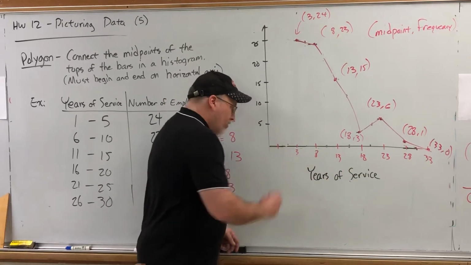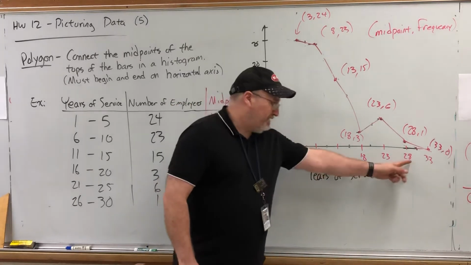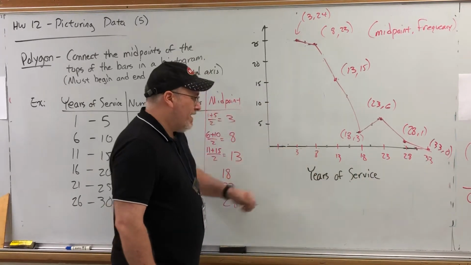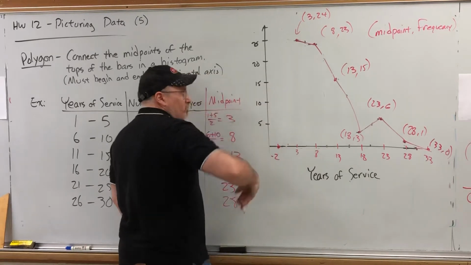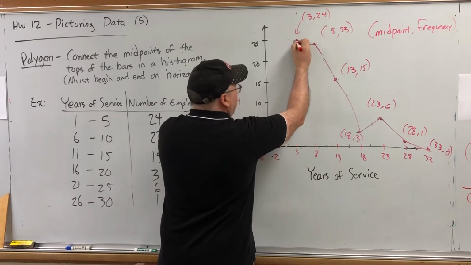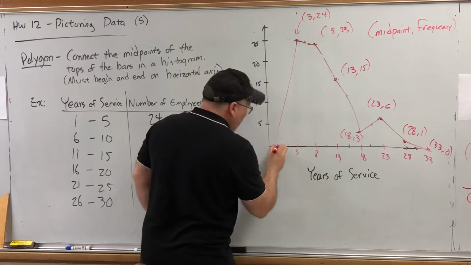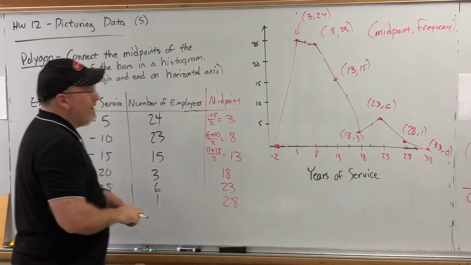What would be over here? Well, these are going down by 5. 3 minus 5 is -2. This is why I needed the space over here. So we could plummet this, and suddenly we have our complete polygon.